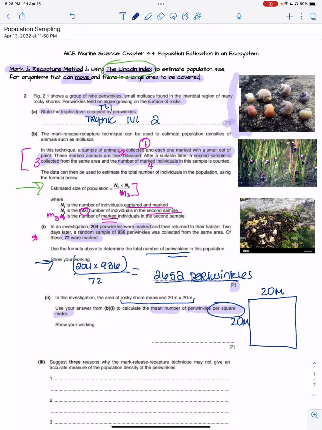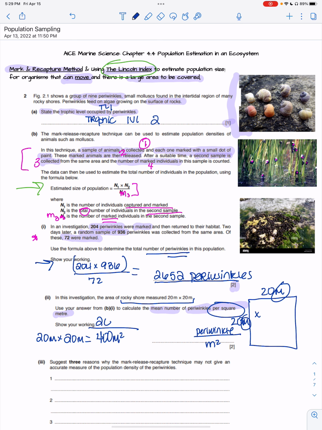Okay, and they want the answer in the unit that they want: periwinkles per square meter. So I know that needs to be my unit. Per meter squared. To get the meter squared, you're going to have to do meter times meter, so you'll do 20 times 20. You get 400. Meter times meter is meter squared. So that needs to be in your denominator, and you're dividing by the total amount.